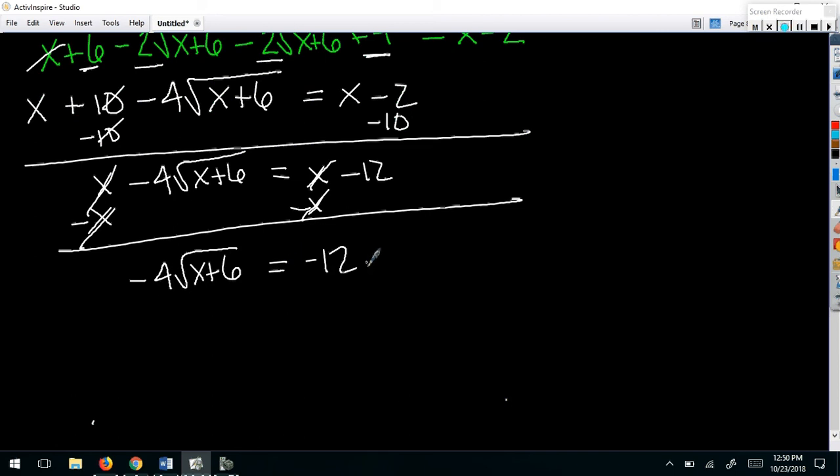Is the radical now isolated? No, you've got to divide by negative 4. Look at you, Evan. I'm impressed. Evan's paying attention.